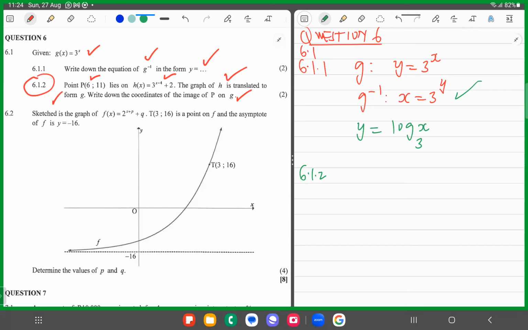Right, so now we have been given the function h with the equation 3 to the power x minus 4, plus 2. The point P lies on this equation. The graph of h is translated to form g. Write down the coordinates of the image of P on g. Okay, let's look at this one. There's going to be a transformation here.